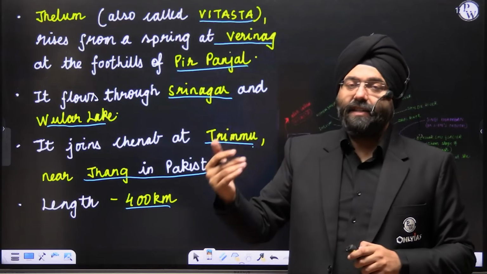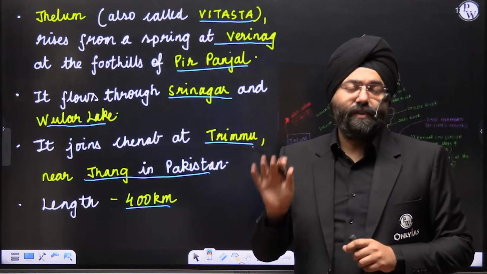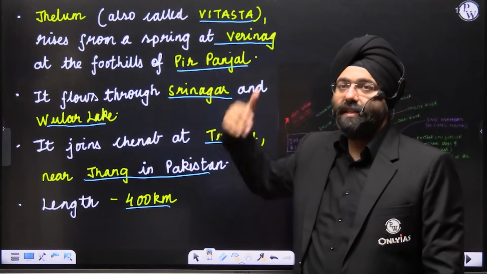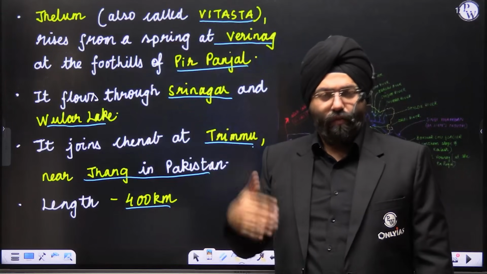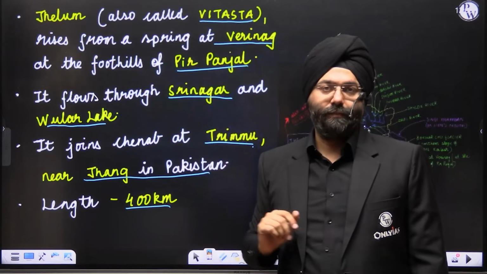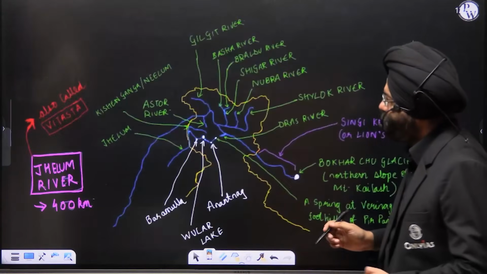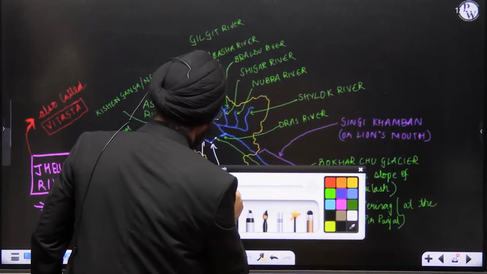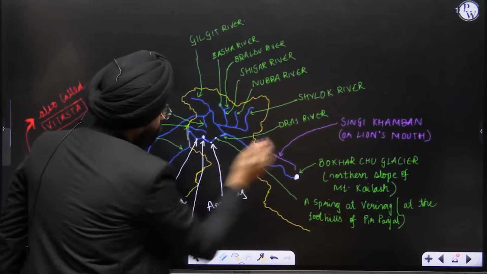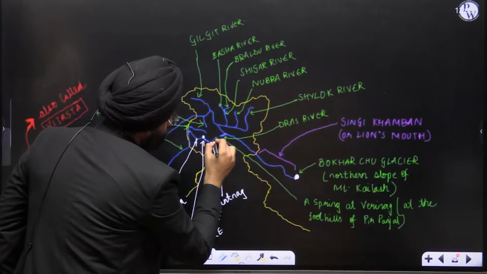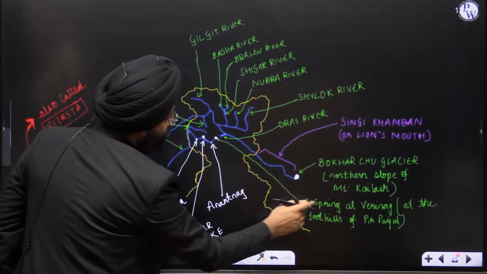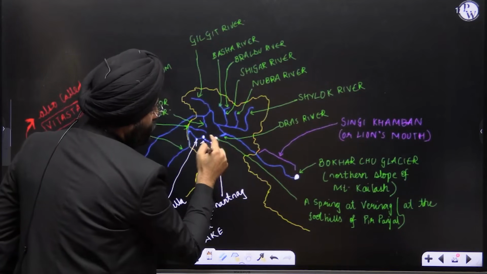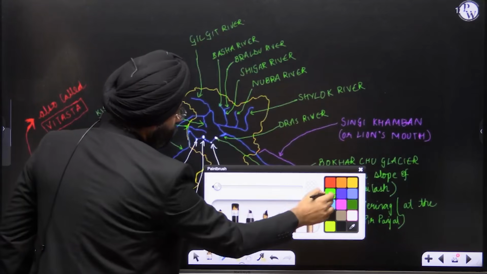Let us analyze it with respect to the map. Now what happens is when you're studying the NCERT, why do you not remember these things? Because you are studying this without analyzing it on the map. Now when you analyze this along with the map, you will not forget it. Clear? Let's see. Now let me take the example of this particular Jhelum River. See, this is a particular point. What is this? A spring at the Verinag at the foothills of the Pir Panjal. This is the Verinag from where the river is originating.